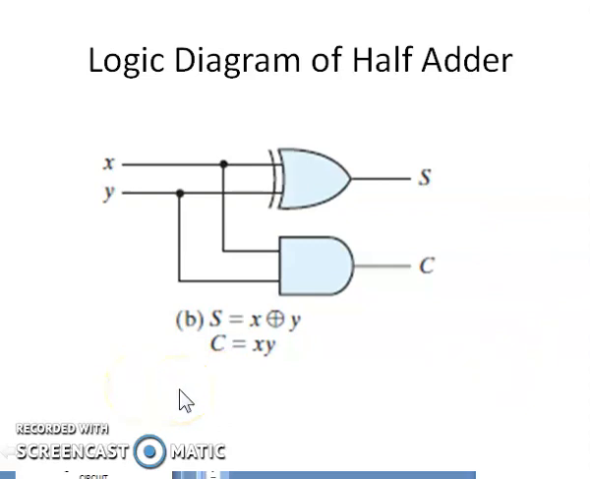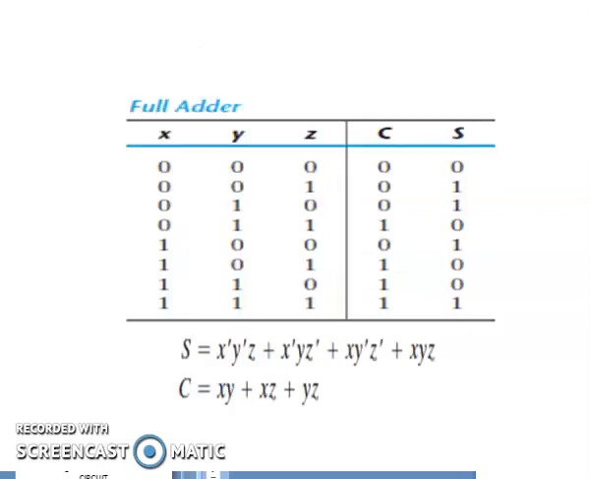Now we will move on to the design of full adder. Full adder is a combinational circuit which is used to add 3 binary digits. With 3 binary digits, we will have 8 possible combinations. And again, full adder is going to produce sum and carry as the output. So construct the truth table for the full adder.